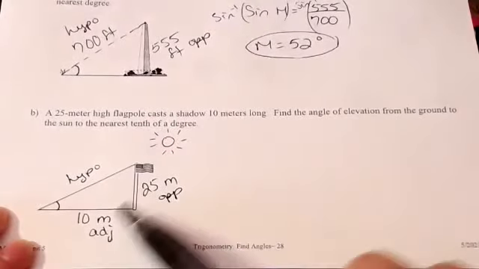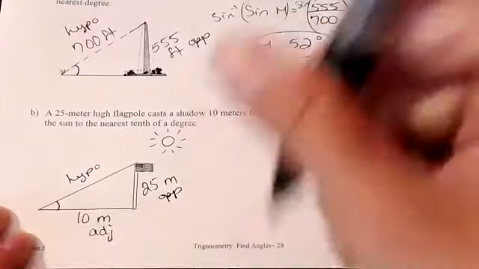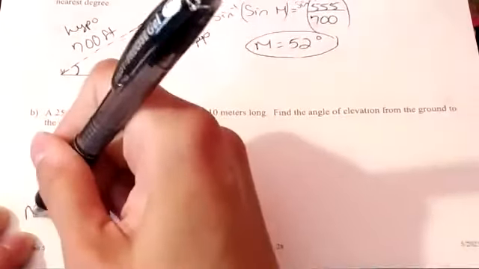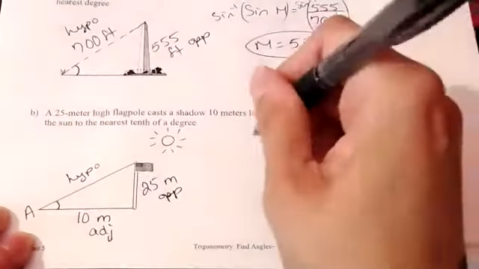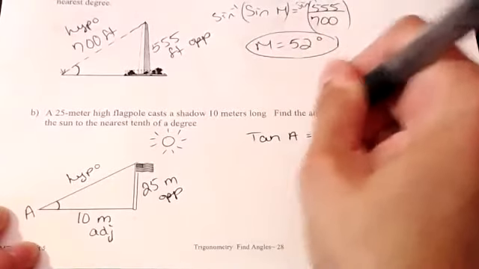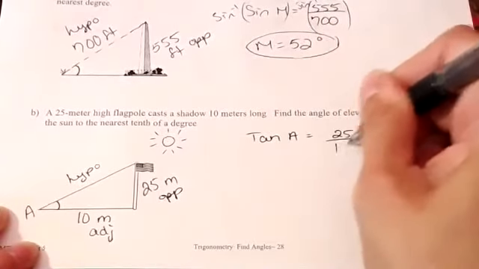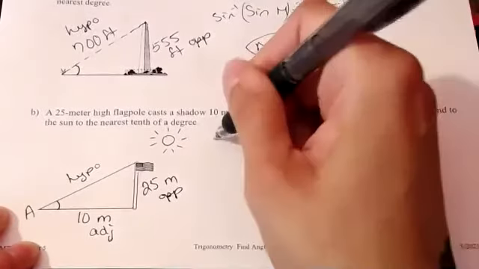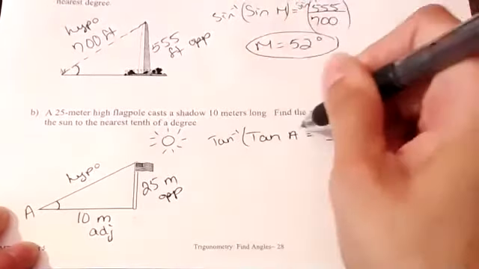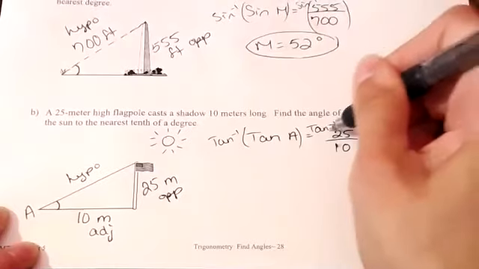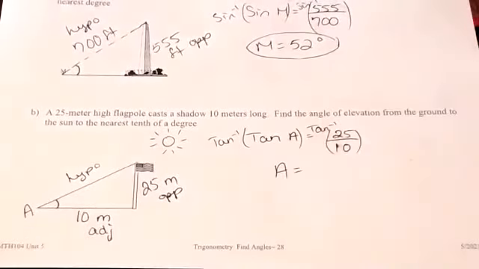We are only focused on our opposite and adjacent sides, which means we're going to use tangent. We want to know the measure of angle A. So we have tangent of A is equal to opposite over adjacent. Use tan inverse of both sides to help you find angle A.